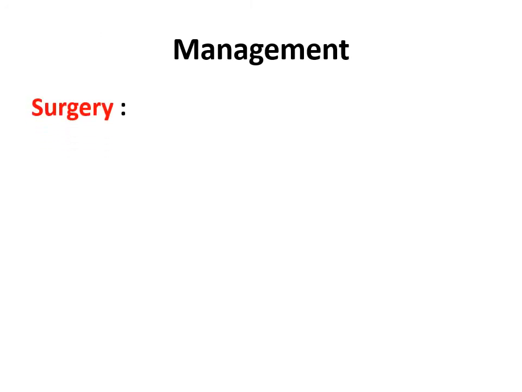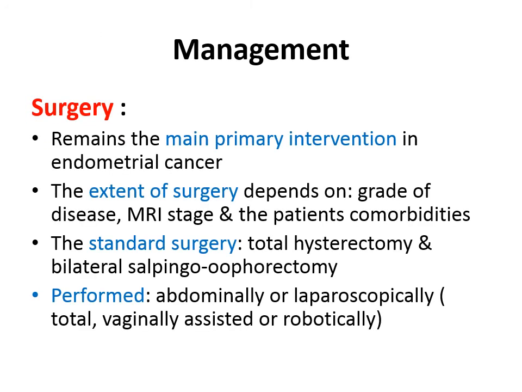For the management, of course, surgical removal of the tumor remains the main primary intervention in endometrial cancer. However, the extent of surgery depends on the grade of the disease, MRI staging, and the patient comorbidities. That is to say, whether they are fit for major surgical intervention or not. The standard surgery is total hysterectomy and bilateral salpingo-oophorectomy. That is to say, removing the uterus and with adnexa.